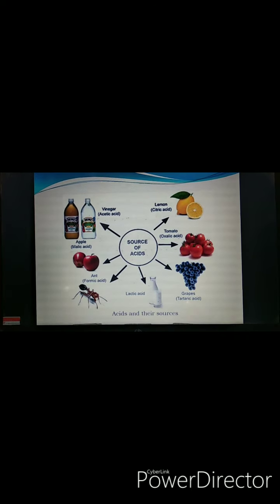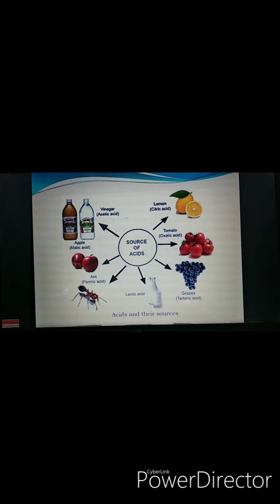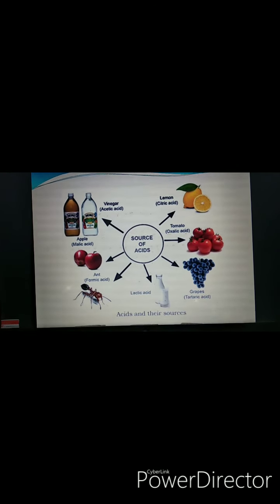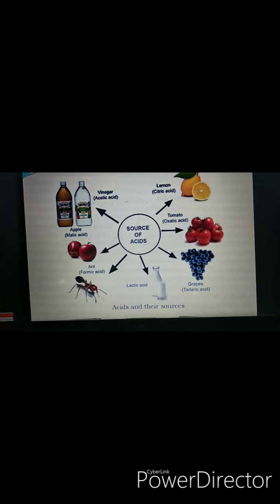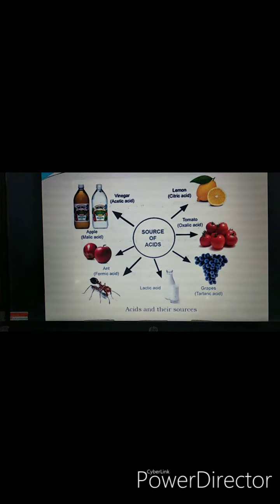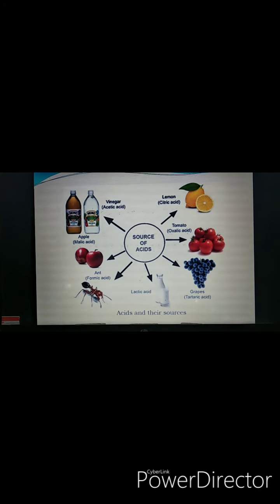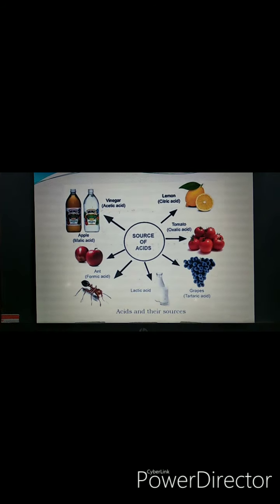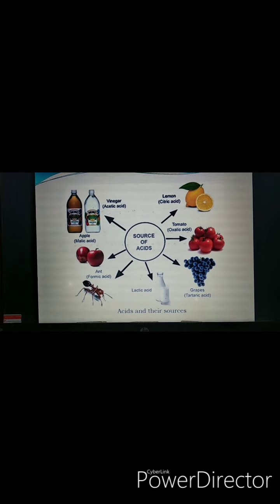So students, here you can see the sources of acids. These are all natural acids. I will start from this lemon. Lemon has citric acid, and students, please note down which acids are present in which type of food. It is very important. The name of the acid you have to remember.